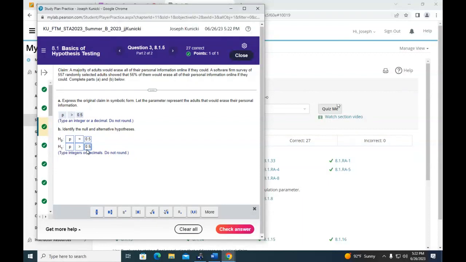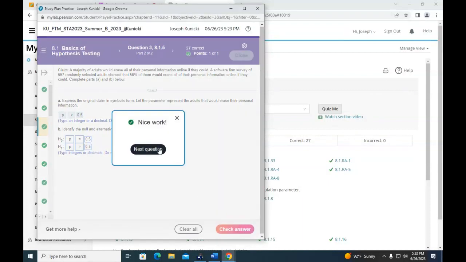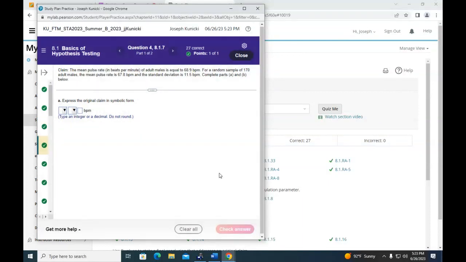Now, in the wording, it may be at least or at most, those are greater than or equal, less than or equal, but you always change them to equals. Okay. Always. I don't know if they'll try to trick us or not. They probably will. Yeah. Now we're going to go to the next one.